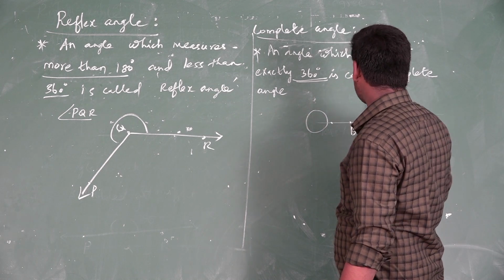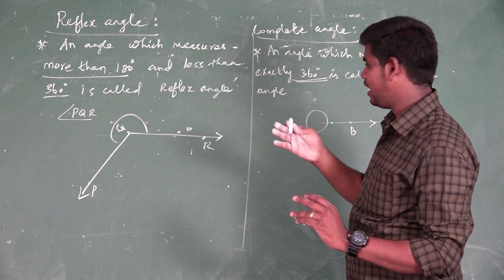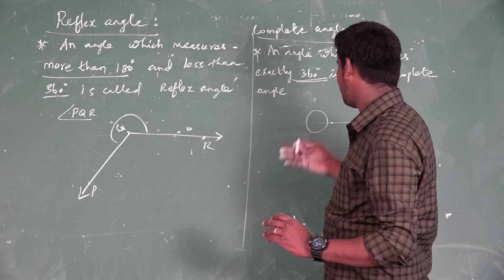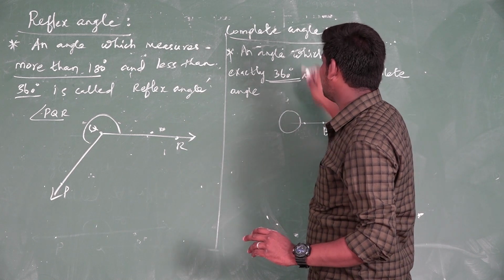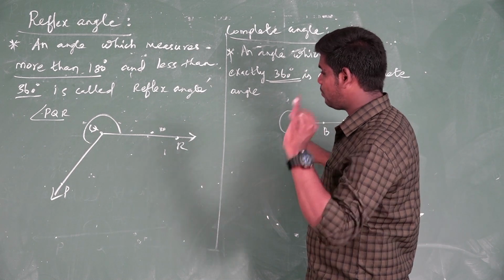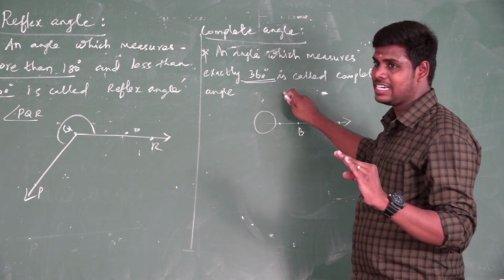So we can consider the circle divided into 4 parts, which means 90 plus 90 is 180, 180 plus 90 is 270, and 270 plus 90 we add, that means 360. That is called one complete angle. So right means 90, straight means 180, complete means 360 degrees.